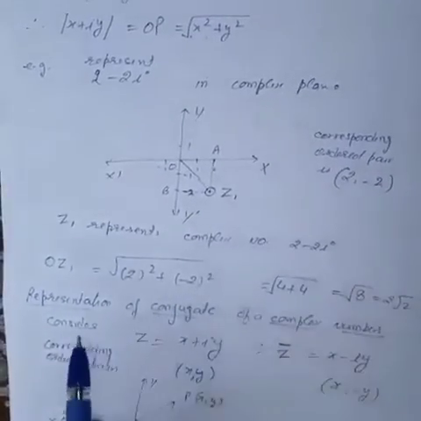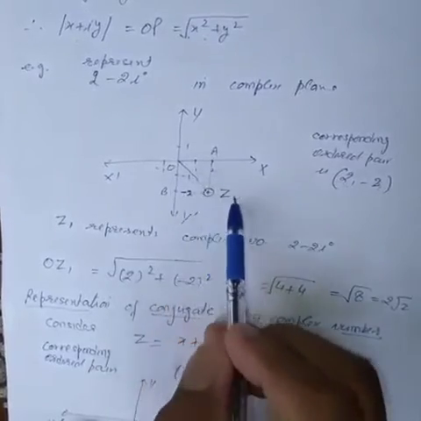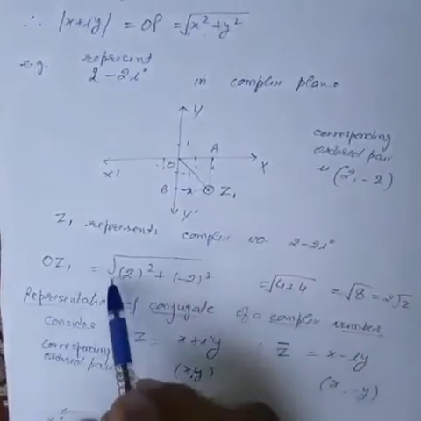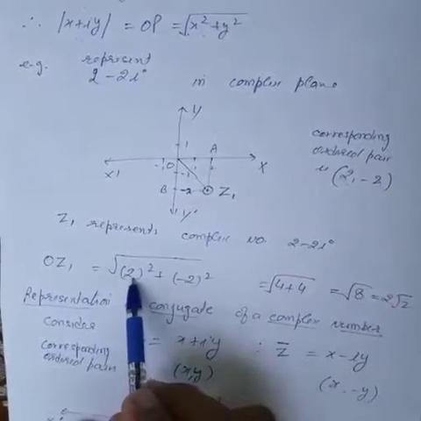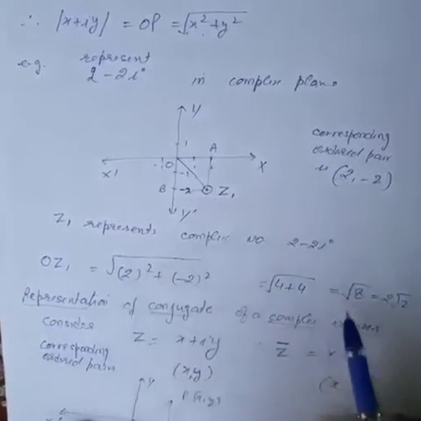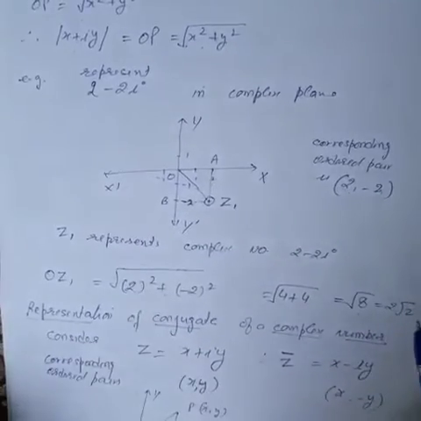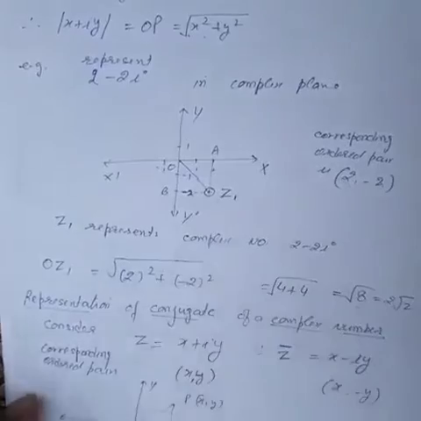Now what is the modulus of this complex number, or what is OZ1? That you can calculate as the square root of the square of the real part plus the square of the imaginary part, and it will be root 8, or 2 root 2. So this is the modulus.